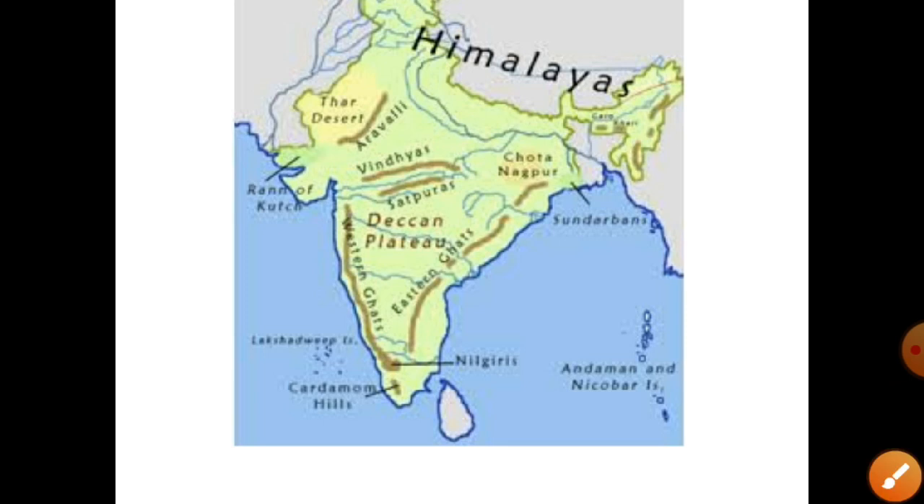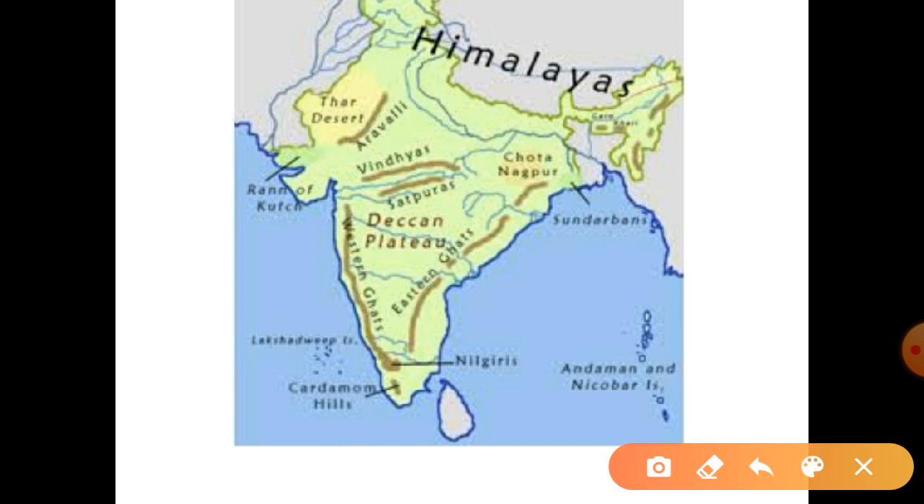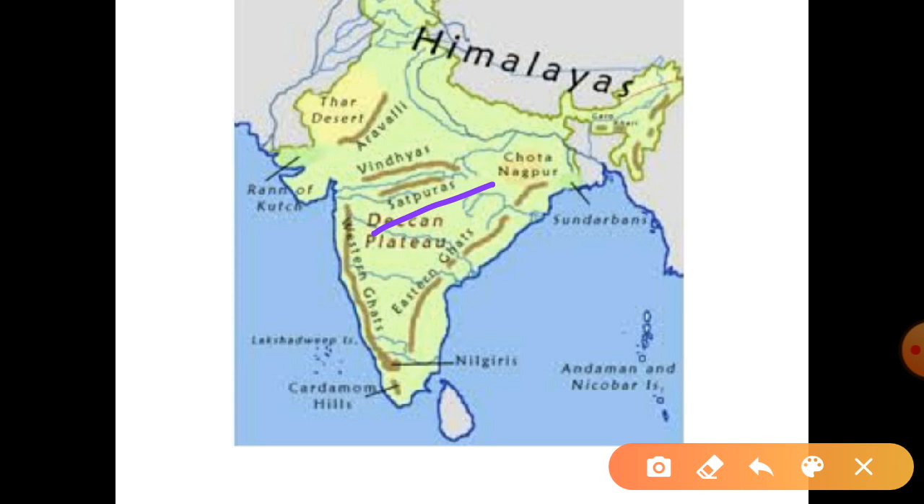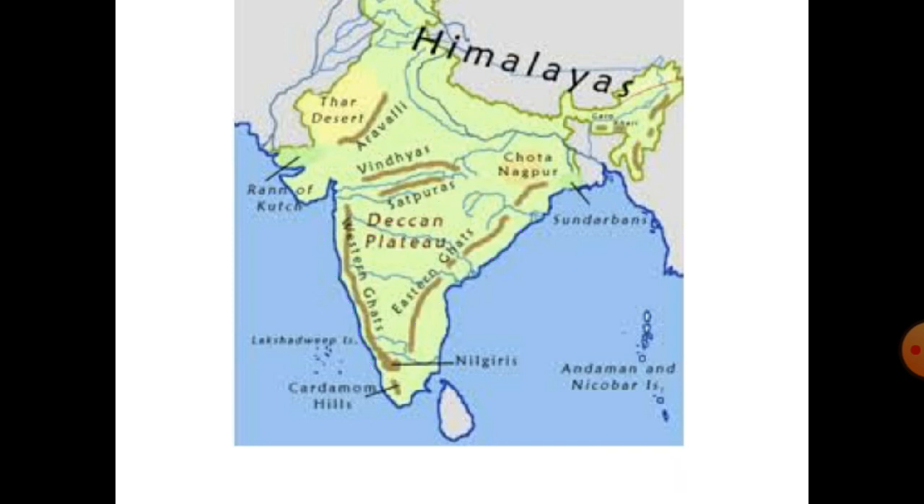This plateau is divided into two major parts by the river Narmada and Vindhya ranges. The southern part is called Deccan Plateau and the northern part is called Central Highlands. Deccan Plateau is triangular in shape. One arm is marked by the Satpura Range, the second arm is marked by the Western Ghats, and the third arm is marked by the Eastern Ghats.